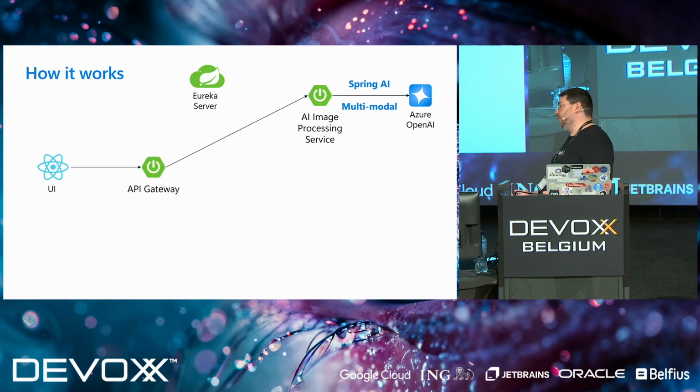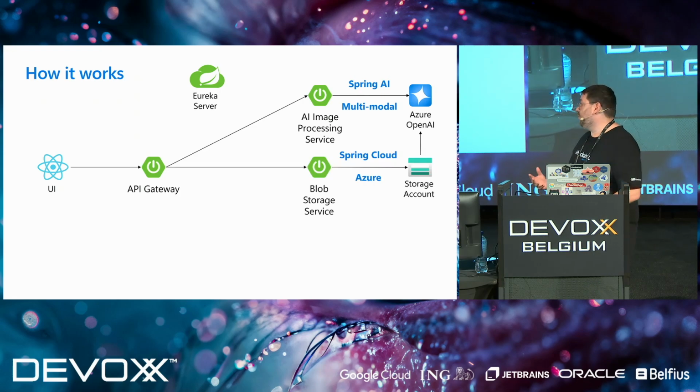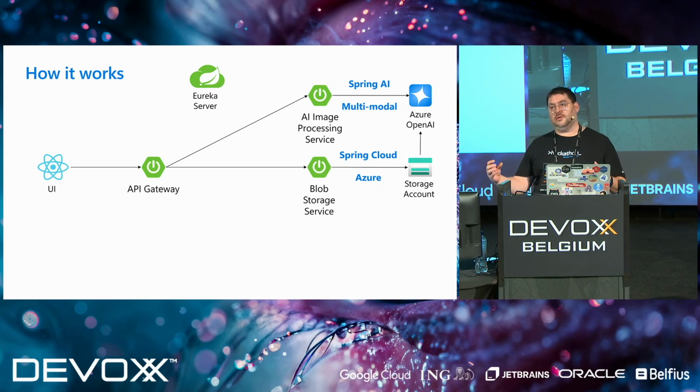To store the image, we have another service. For this service, we are using the storage account and the blob storage to put the image in the storage. Then for security reasons, we are getting what we call a SAS token. Then we are getting a URL with limited time permission on it.